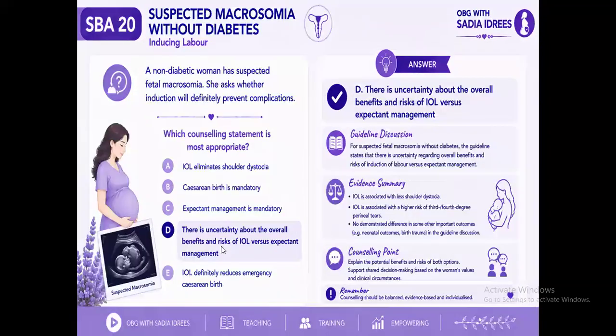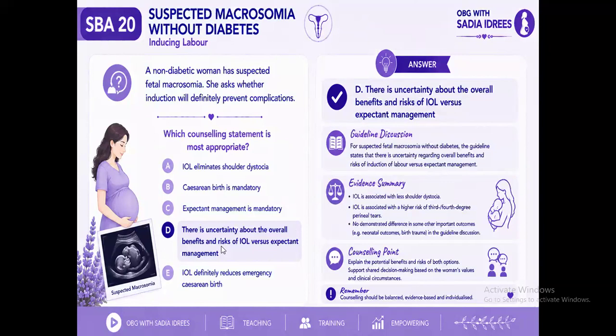Okay. Now, here we are. Question number 20. A non-diabetic woman has suspected fetal macrosomia. She asks whether induction will definitely prevent complication. Which counsel statement is more appropriate?